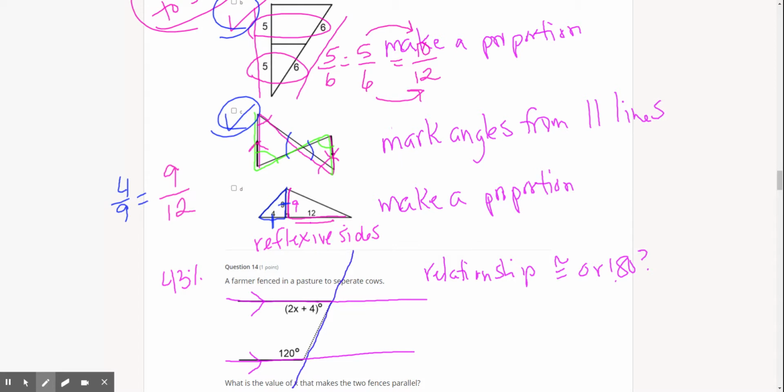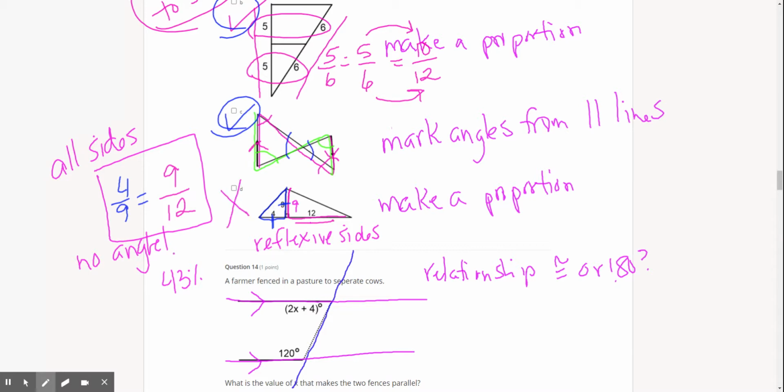So when we're making proportions, we need all sides. No angles. That's an important thing to remember. I don't know what I was writing there. Angles. So does that proportion work? It does not. That one does not work.